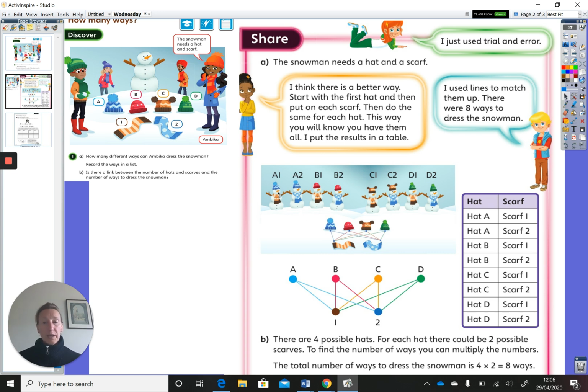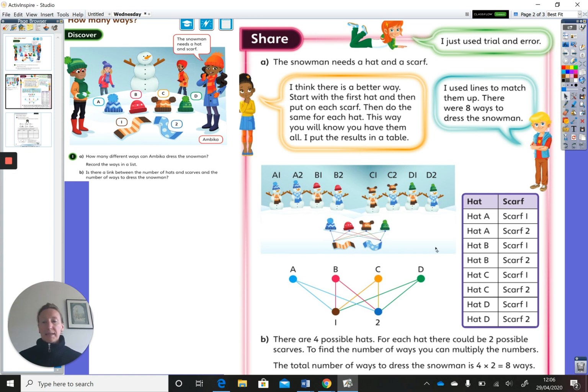And you can draw it, that's absolutely fine. And you can even do a diagram. You can see here where you've got the hats across the top, A, B, C, D, and then the scarves across the bottom, 1 and 2, and they've drawn lines. And then over here we've got a table which shows you that if you have hat A, you could have it with scarf 1. And then hat A with scarf 2. And then hat B with scarf 1, hat B with scarf 2, hat C with scarf 1, hat C with scarf 2, hat D with scarf 1, and hat D with scarf 2.